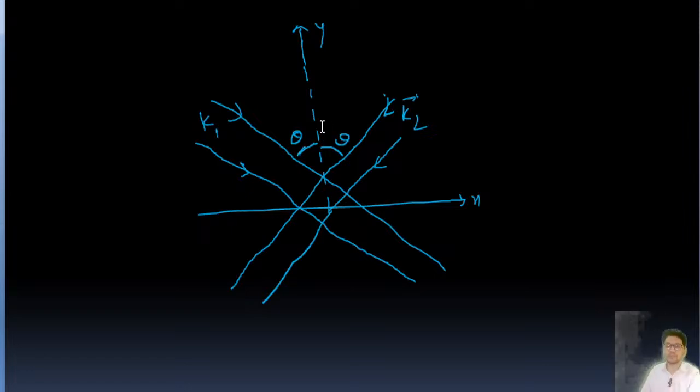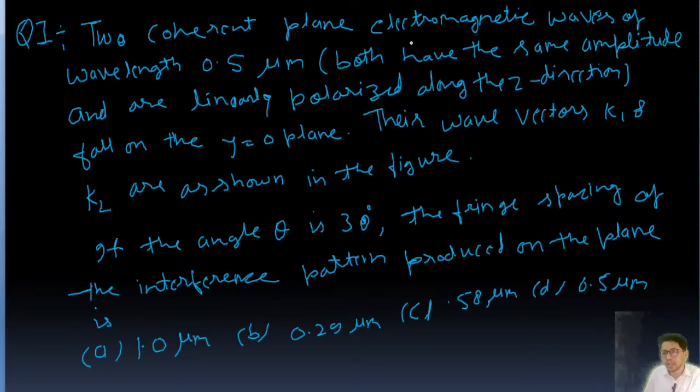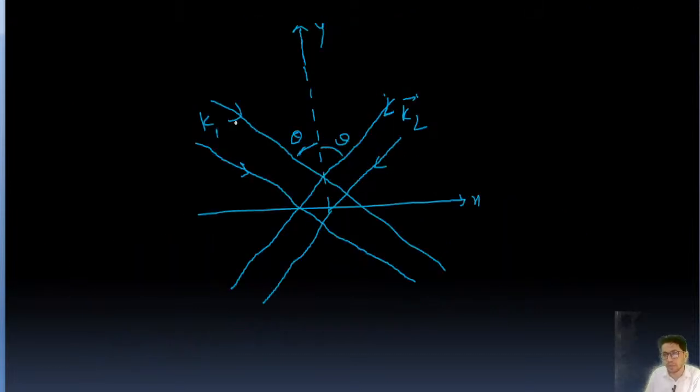Okay, so I'll read the question for you. Very good question of interference. Two coherent plane electromagnetic waves of wavelength 0.5 micrometer. Both have the same amplitude and are linearly polarized along this z direction. They fall on y equal to 0 plane. So this is y equal to 0 plane. These are two waves. The wave vector is k2, wave vector is k1. This is the given figure.